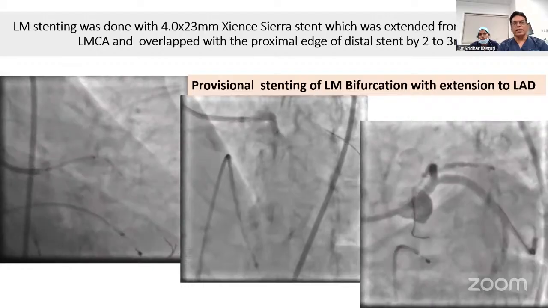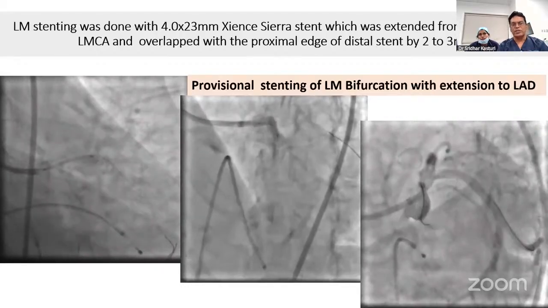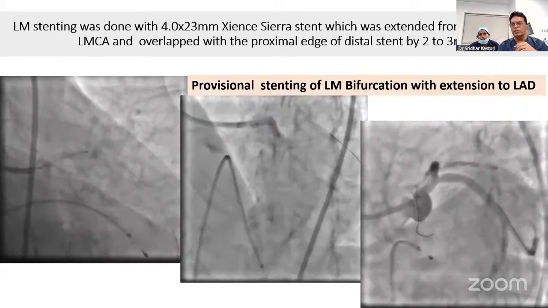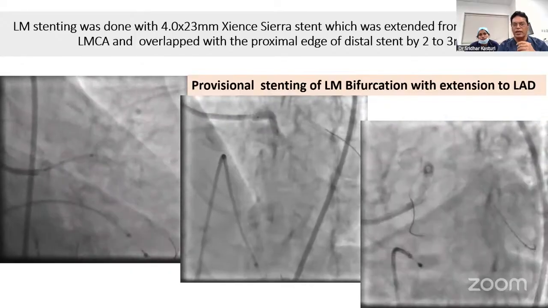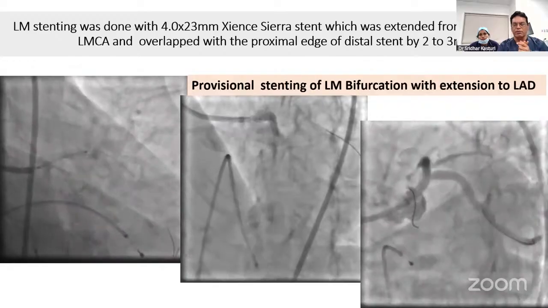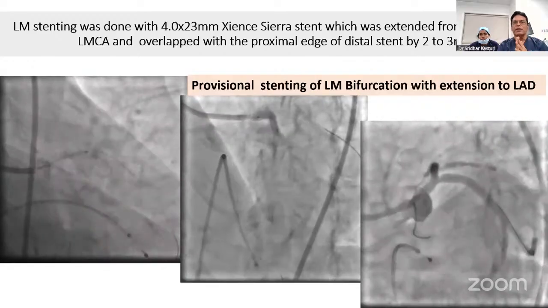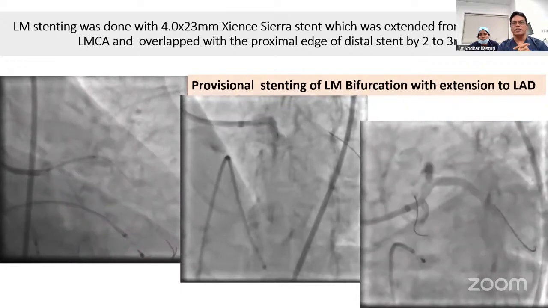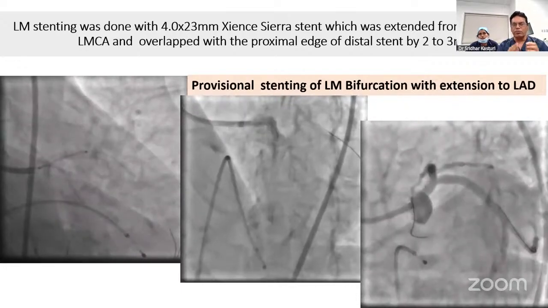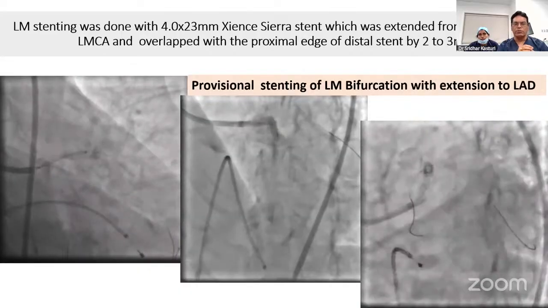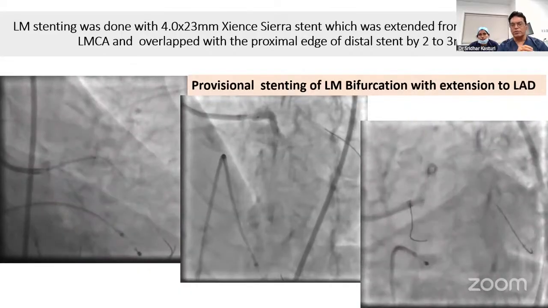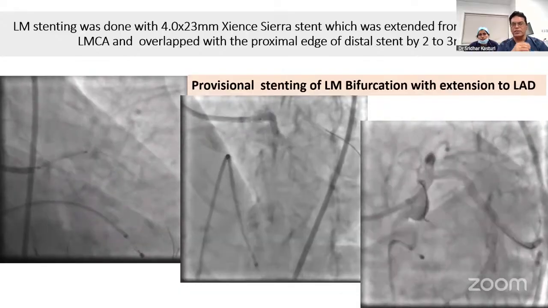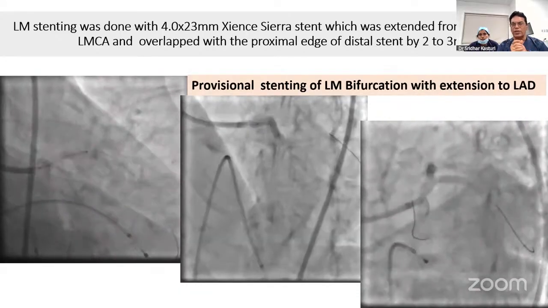Again, we went ahead with the provisional stenting of the left main because the LCX ostium is very well visible and there is no significant lesion of the ostium. Then we took the 4 into 23 Xience Sierra with only 2 to 3 mm overlap, started from the ostium and covered the overlapping with the distal stent. This is a provisional stenting of the LM bifurcation.